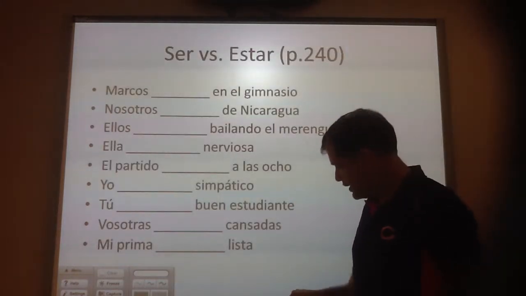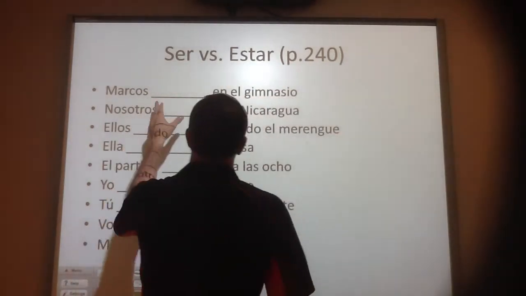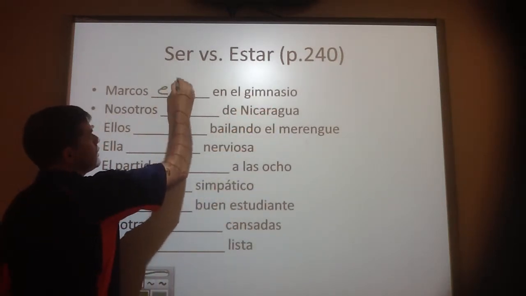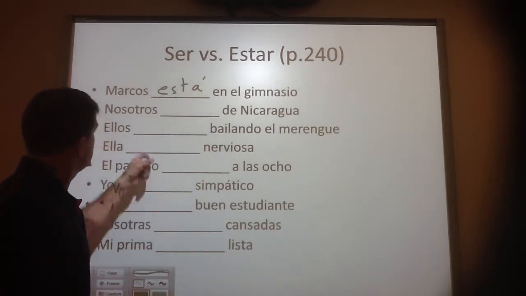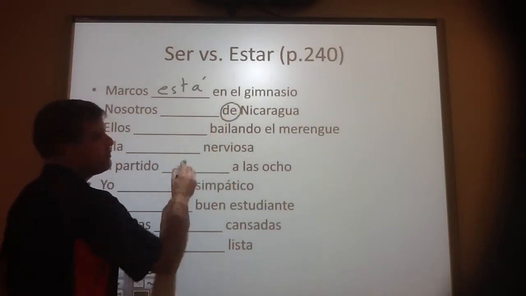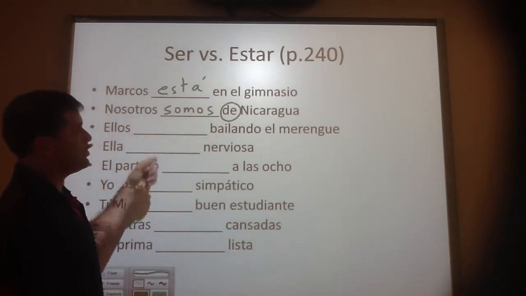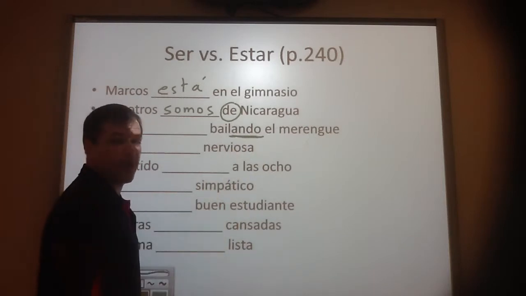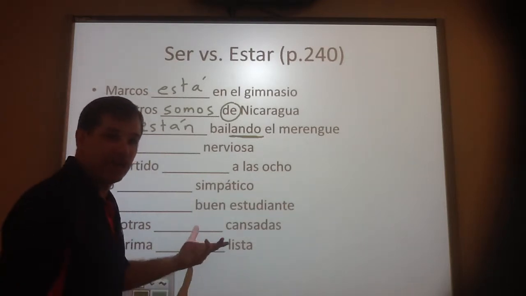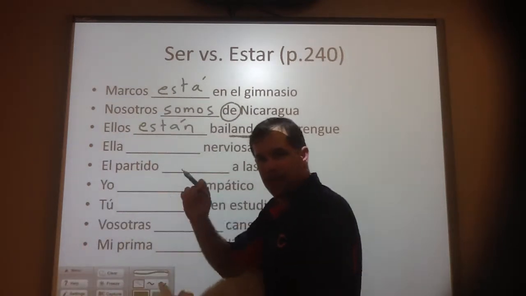So a little practice here now between ser and estar. We've worked some different situations with these 2 verbs that both mean to be. Marcos is in the gym. That's location. So Marcos está en el gimnasio. Nosotros, we are from Nicaragua. Origin, where we are from, nosotros somos de Nicaragua. Ellos, here we have an ando form, present progressive. So it has to be a form of estar. Están bailando el merengue. Nice dance, Dominican dance, merengue es mi favorito, mi baile favorito.